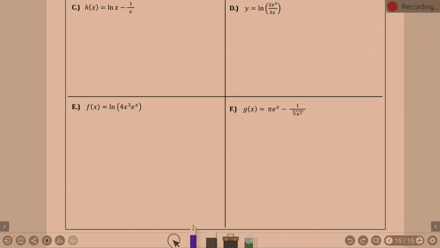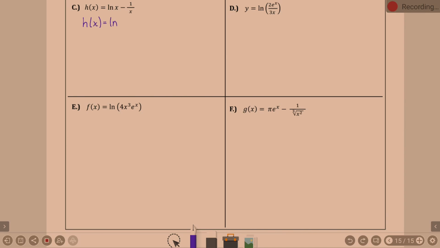H of x is the natural log of x minus 1 over x. There's no tricks with natural log of x. That one we're ready to take the derivative of. Oh, we have to take the derivative. Now, what about 1 over x? It would be x to the negative first. Yeah. Before you take the derivative, natural log of x needs nothing done this time.